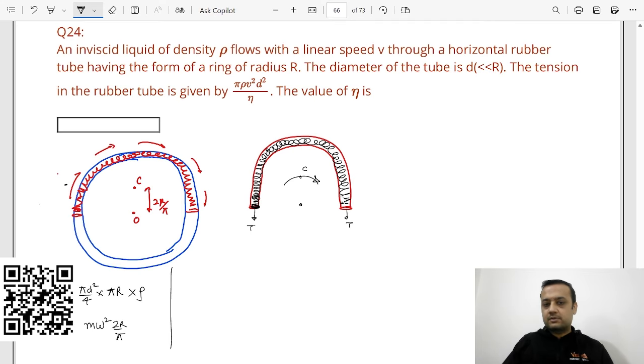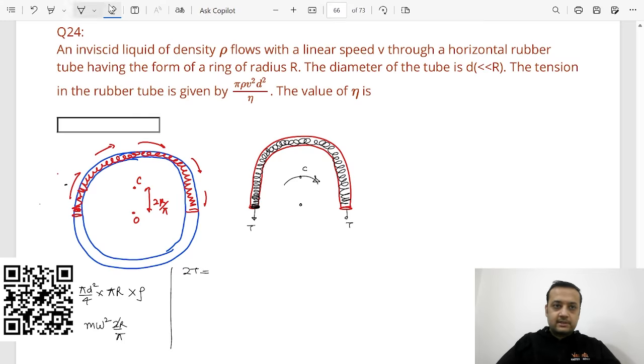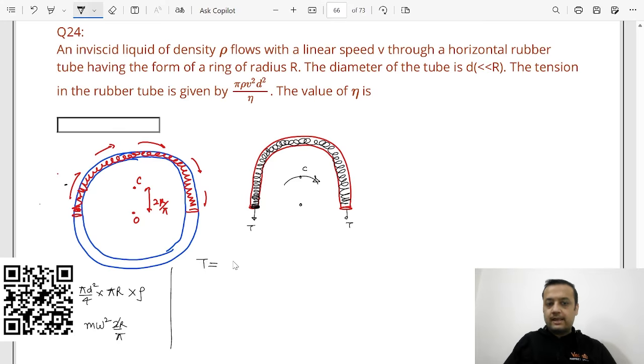So I have written the force equation on the top half. That means 2t will be equal to, now this 2 and 2 will get cancelled, so basically you can remove this 2 here. So t becomes m, which is pi d square by 4 into pi r into rho. Omega you can write as v by r, so that will become v square by r square into r by pi. All right, now from here we can just do the calculations. 1 pi will get cancelled, r square will get completely cancelled.